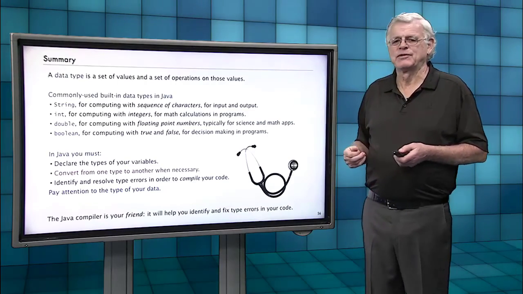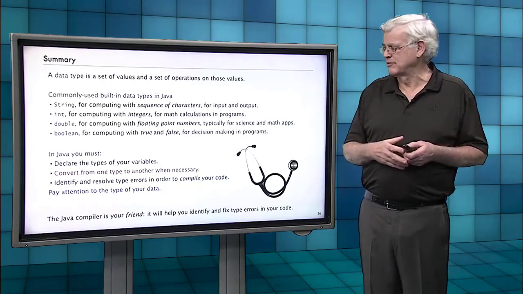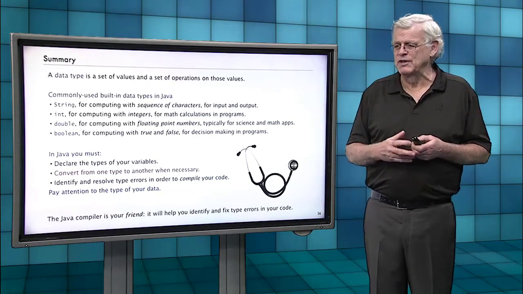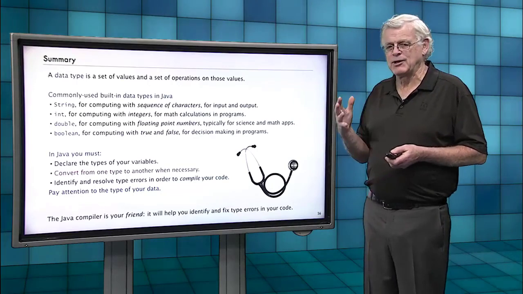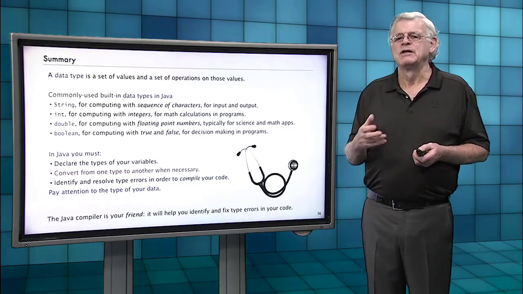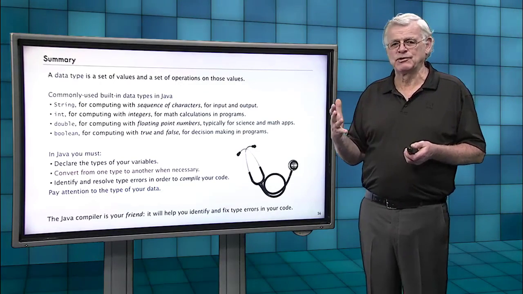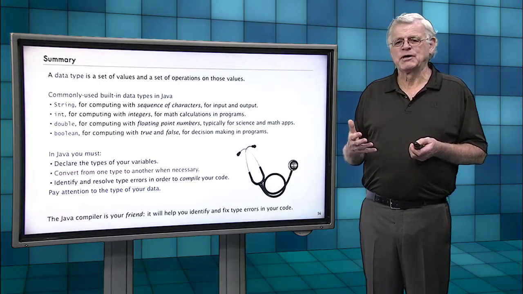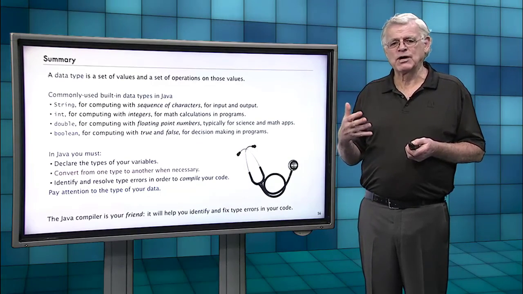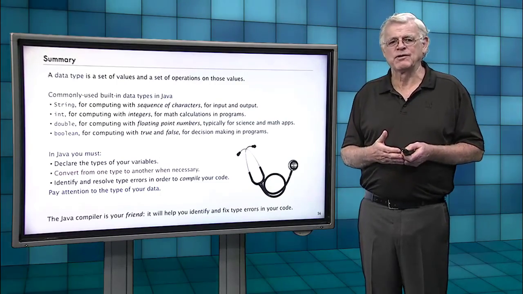I emphasize this because it's an important distinction between Java and some other popular programming languages. The compiler is your friend. It's going to help you identify and fix the type errors in your code, and you're going to have much better and more reliable code as a result. Next time we'll talk about writing programs that have more complicated control structures and perform lots more interesting tasks.